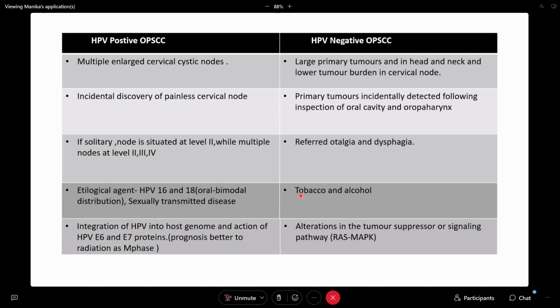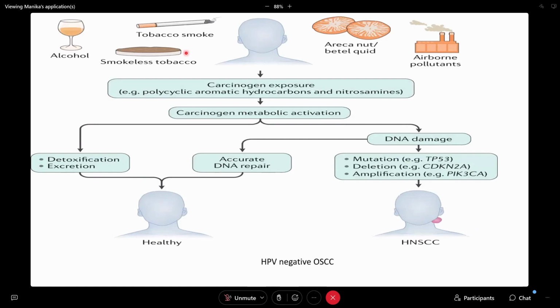Else in HPV negative, there is alteration in the tumor suppressor or the signaling pathway. The prognosis is better in HPV positive as compared to the HPV negative, and they are more sensitive to the radiotherapy as compared to the HPV negative. Then coming to the etiology of HPV negative, so we can see the carcinogenic agents: tobacco, alcohol, areca nut. After the exposure to these carcinogens, there is activation of the pathways which lead to the DNA damage, and the inability to repair the DNA results in HNSCC and HPV negative.